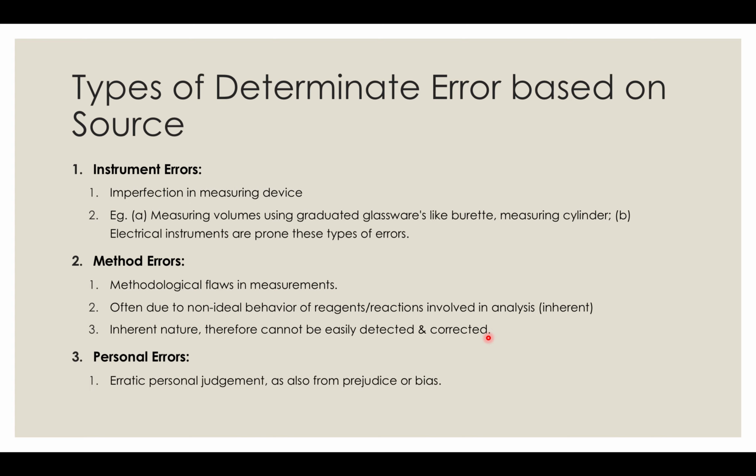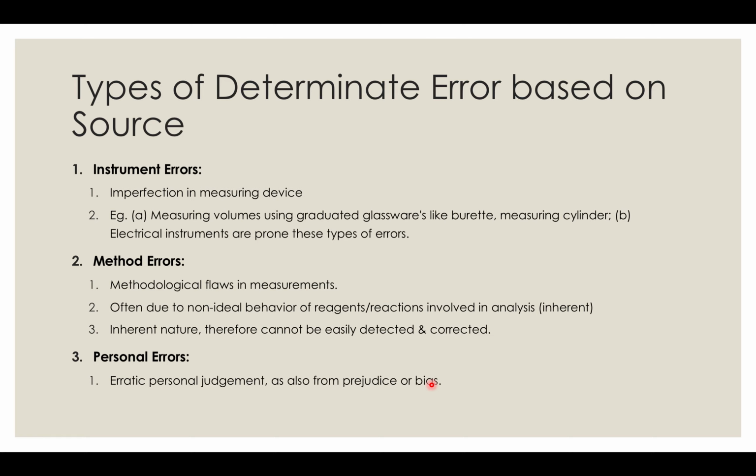Then the third kind of determinate error based on source is the personal error. As the word suggests, it is because of erratic personal judgment, as also from prejudice and bias. What do we mean by erratic? Erratic means a lack of consistency. There is no orderliness, no disciplined pattern in taking up the analytical determination. Often there is a lot of biasing involved in the measurement.